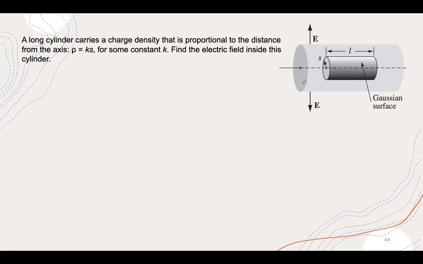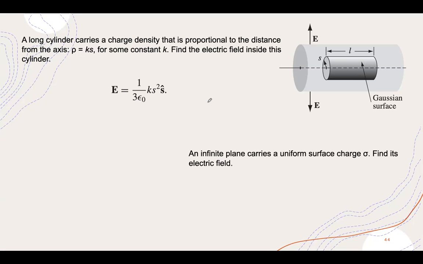Okay, so what you can do, you can draw a Gaussian surface, and all things are defined here, and accordingly, the electric field should be given as something like 1/3 epsilon naught Ks square S half. Probably this is given, and similarly, I just made the solution here because I wanted to give it to you as a homework.